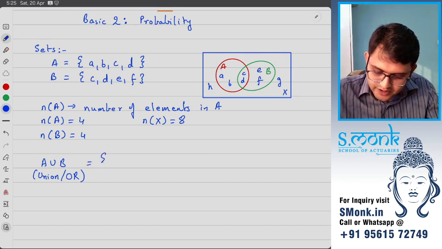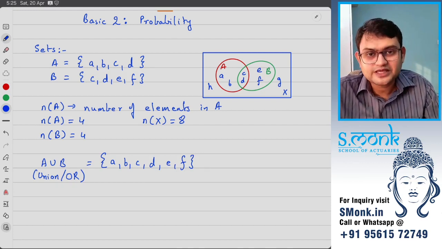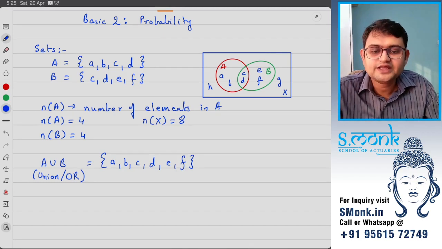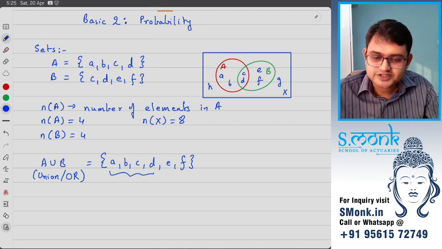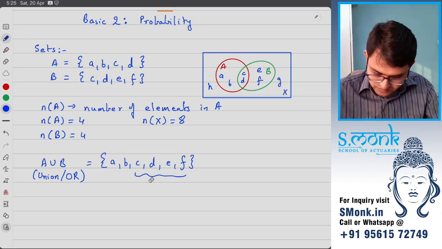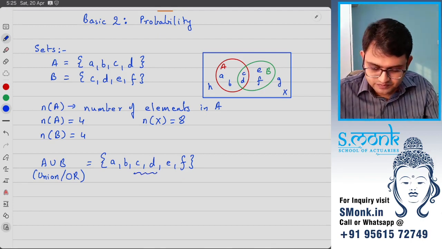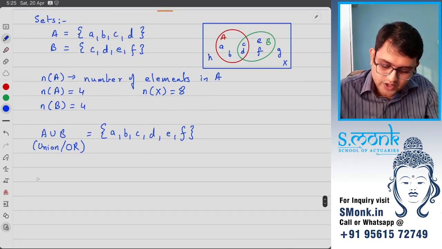So this set will be any element that is in A or in B will be part of A union B. Okay, any element that is part of A or B. So A had A, B, C, D and B had C, D, E, F. And as I said, C and D occur only once. They are just common elements. That is why we'll write them only once. In a union, we'll always write it only once.